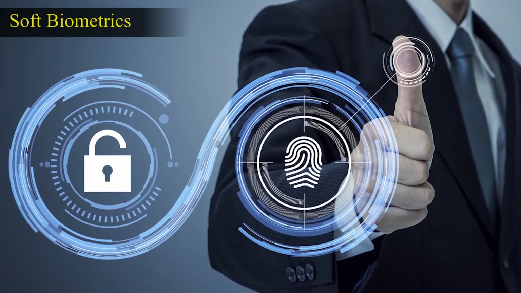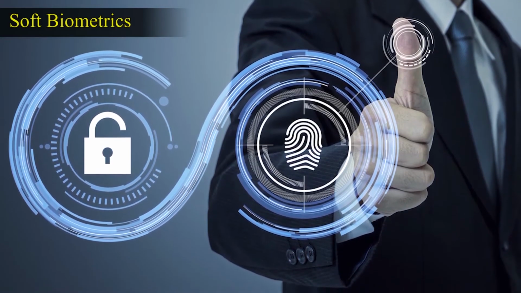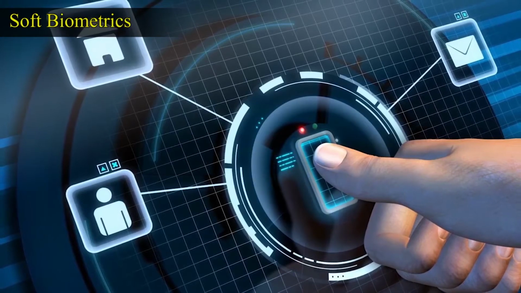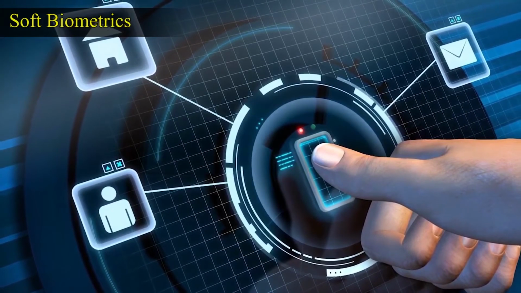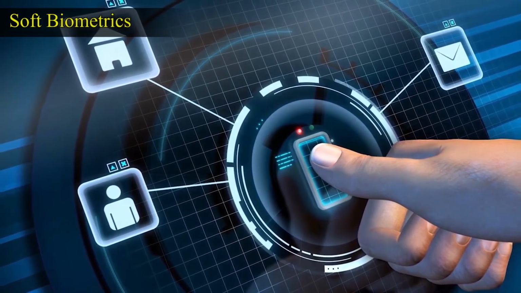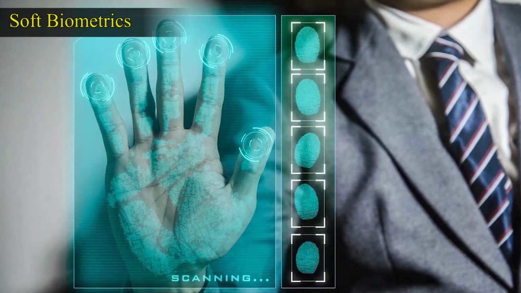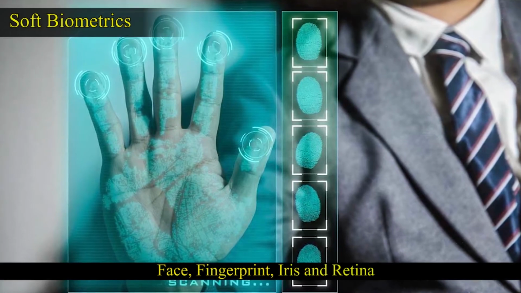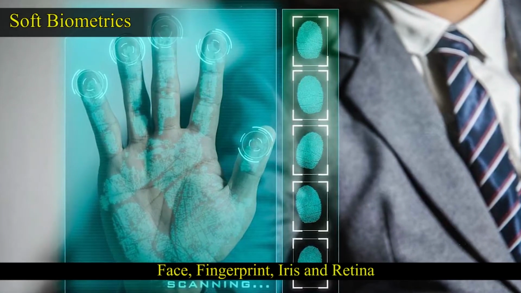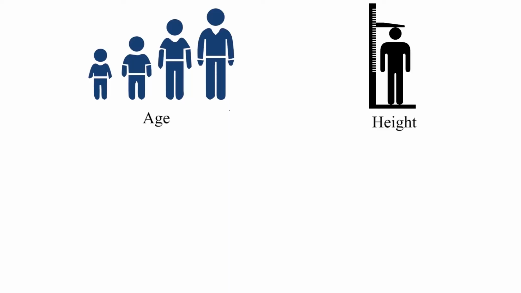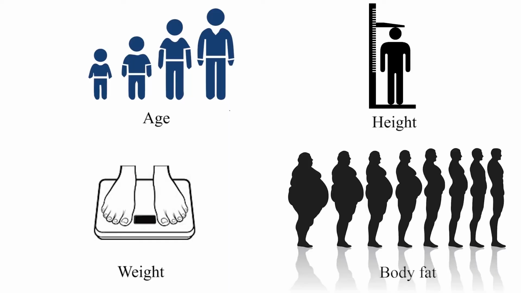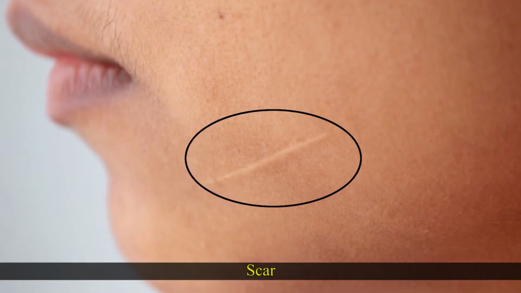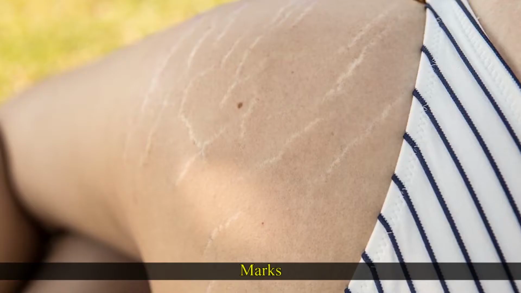There are certain other biometrics known as soft biometrics that are also available. Soft biometrics is not distinct and permanent. They are not enough to uniquely identify a person. Soft biometrics, when combined with primary biometrics like face, fingerprint, iris and retina, gives better results. Examples of soft biometrics involve age, height, weight, body fat content, eye color, skin color, scar, tattoos, marks, etc. All these biometrics add meaning to the phrase "our body as password."